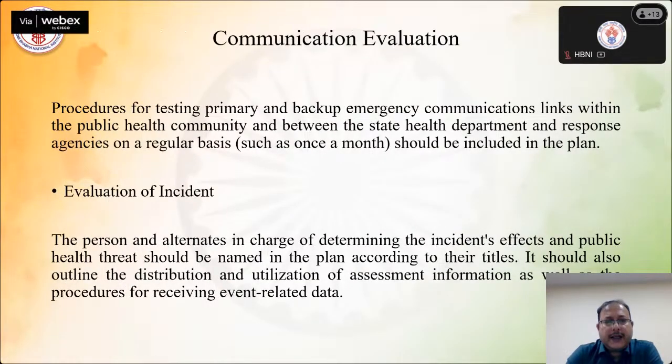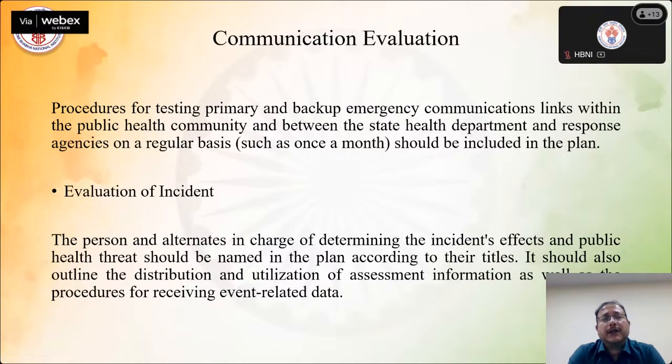Communication evaluation. In this case, procedures for testing primary and backup emergency communications links within the public health community and between the state health department and agencies on a regular basis, such as once a month, should be included in the plan. Evaluation of the incident. The persons and alternates in charge of determining the incident first, basically the incident commander or deputy incident commander, whosoever is in charge, who has the responsibility of determining the incident first, and public health threat should be named in the plan according to titles.